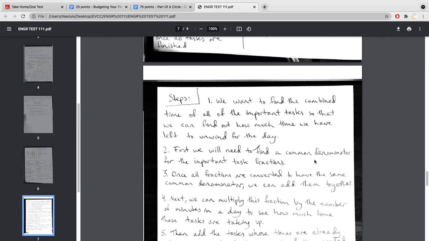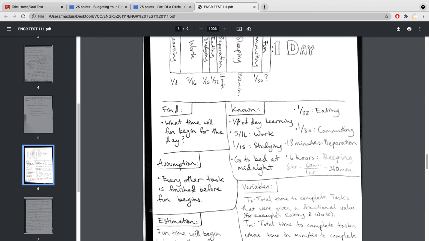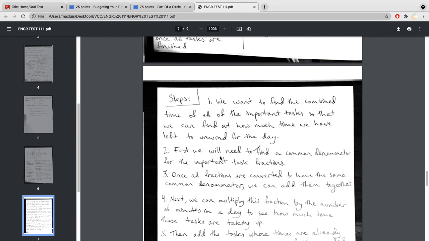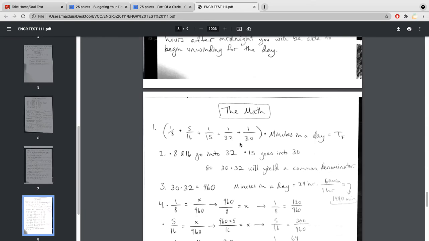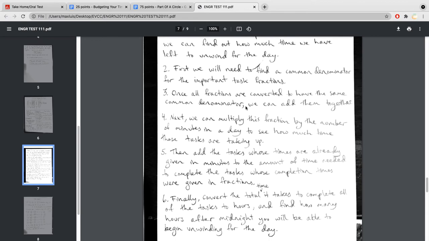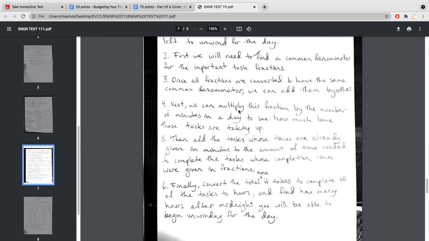First, we need to find a common denominator for the important task fractions. So to add all these up, we're going to need to find a common denominator so that we can commence the addition. Once all fractions are converted to have the same common denominator, I'll do the math down here. I'm just listing out the steps. Once all fractions are converted to have the same common denominator, we can add them together. And then next we can multiply this fraction by the number of minutes in a day to see how much time these tasks are taking up.